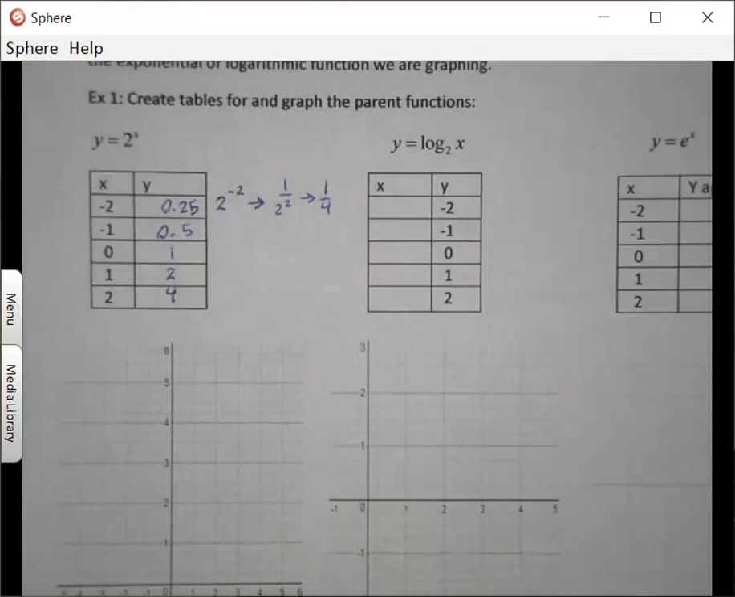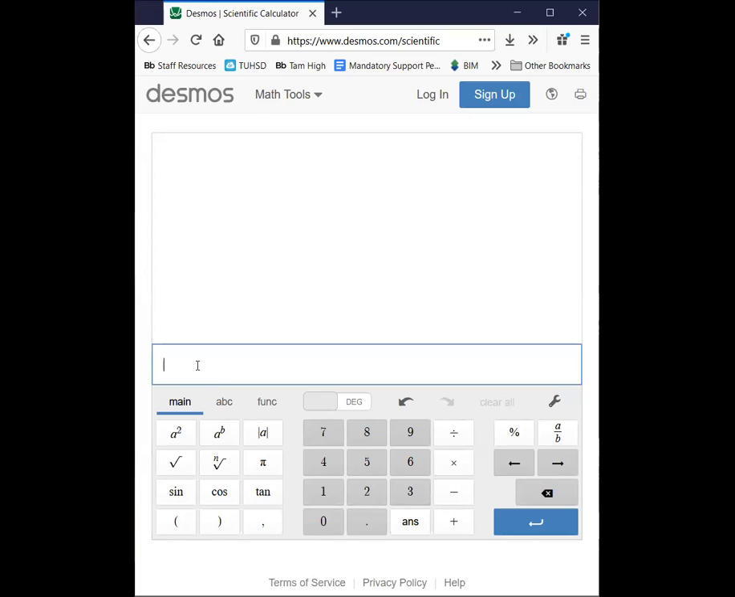Now for these, when you're plugging in values, I expect a lot of people can do these in your head. It's always okay to use a calculator. I like to use Desmos. So we can see 2 to the minus 2, 2 to the minus 1, 2 to the 1, 0, and 2.